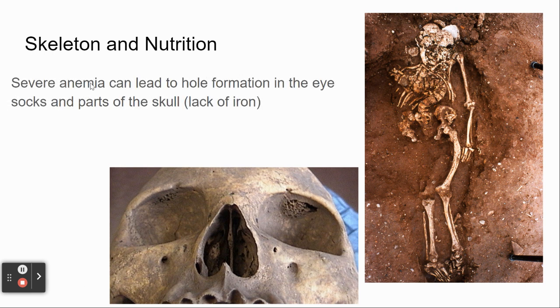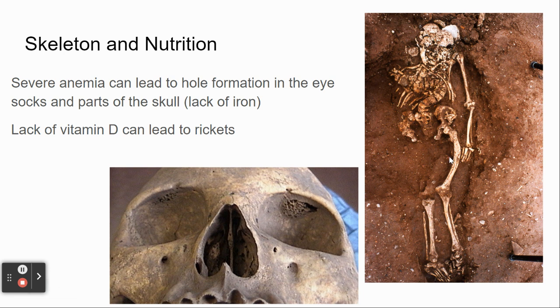Anemia, a lack of iron, can lead to these weird little pinholes that you see in the upper portion of the eye sockets. From what I read, that's not always a really good dead giveaway in terms of certain conditions, but it is one that has been noted with relative accuracy in a number of different skeletons. So that's one that they've used historically as well.